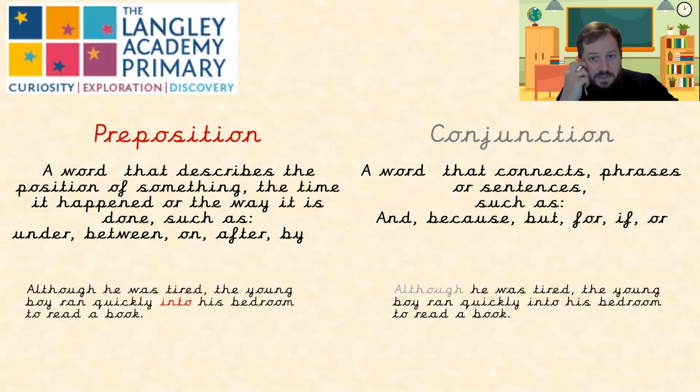Then we have prepositions and conjunctions. Prepositions are words that describe the position of something, or the time it happened, or the way it's been done, such as under, between, on, after, or by. And these are all prepositions, and we can use prepositional phrases as adverbial phrases to tell us when something happened or the way it's happened. And that's what a preposition is.